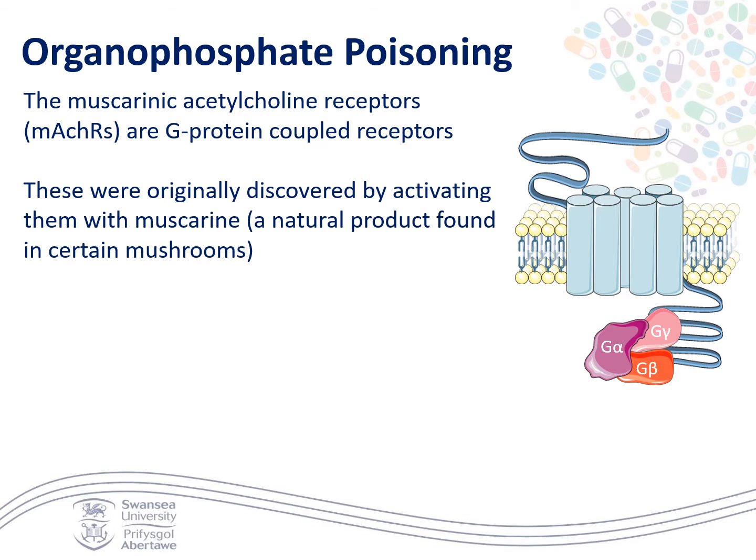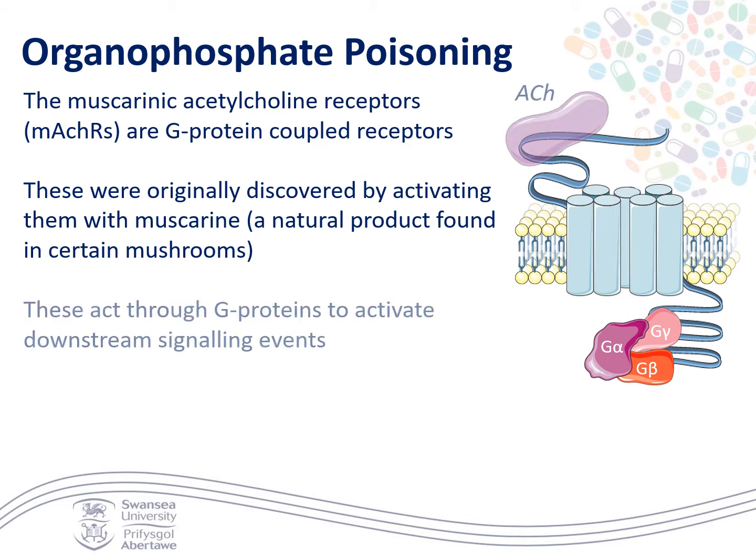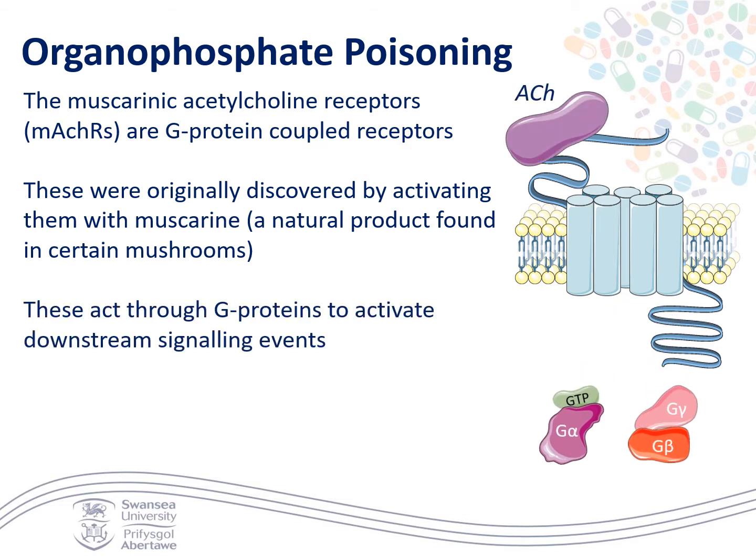So this is a subclass, one of the two types of the cholinergic receptors, which binds to acetylcholine endogenously. And they act through G proteins to activate downstream signaling events. So acetylcholine binds to the muscarinic acetylcholine receptors, and the G protein then dissociates from the G protein coupled receptor and will trigger a number of downstream signaling events.